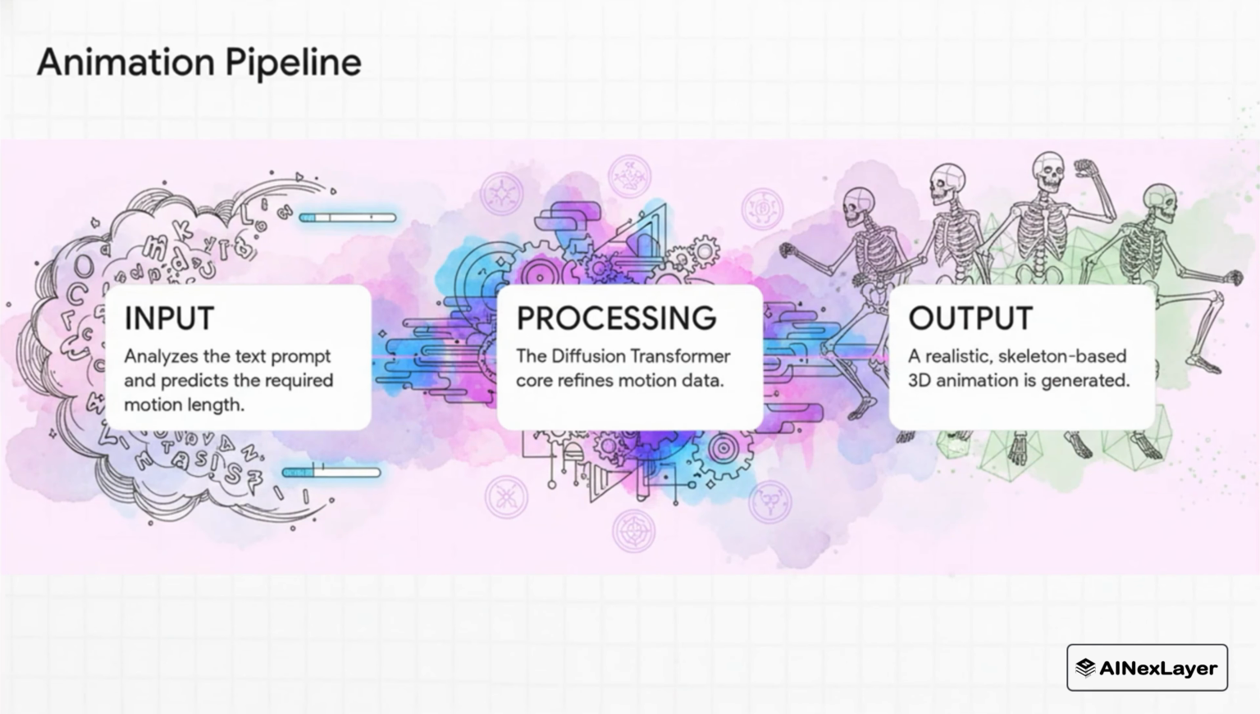The entire workflow is a pretty clean three-step pipeline. First up, at the input stage, the model looks at the text and predicts how long the animation needs to be. Second, in processing, that diffusion transformer core gets to work refining the motion. And finally, the output, a ready-to-use skeleton-based 3D animation.